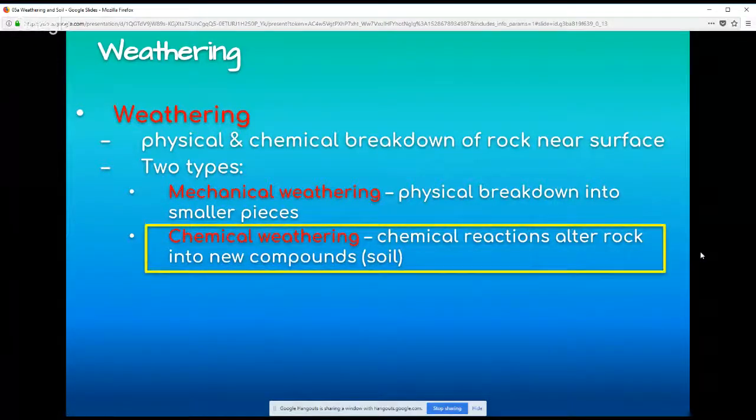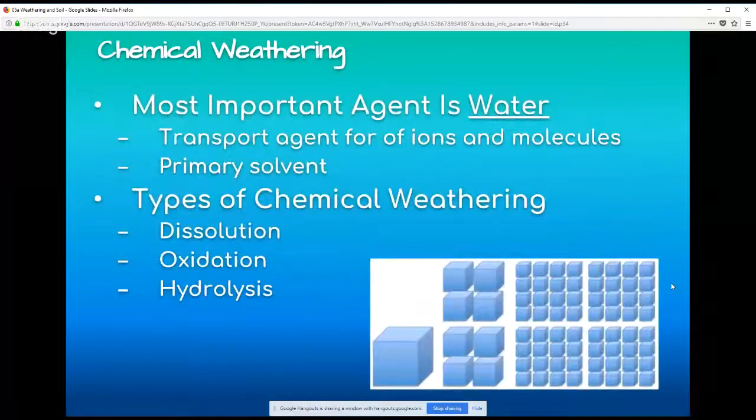So in this video, we'll discuss chemical weathering, which is the chemical reactions that alter and break down rock and turn it into new compounds. A lot of times that's soil. Mechanical weathering has already done the hard work of breaking the rock down into smaller pieces, increasing the surface area in which chemical weathering can attack.